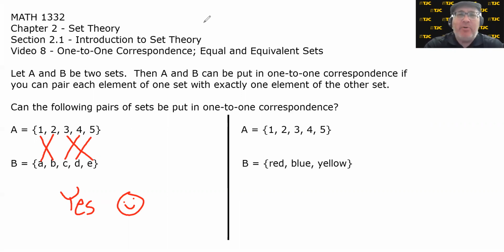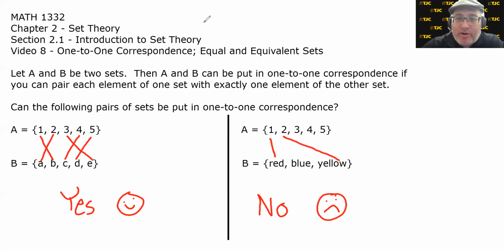Let's look at the second example. Set A still contains the numbers 1, 2, 3, 4, and 5, but set B contains the words red, blue, and yellow. Can you put these in one-to-one correspondence? And it should be pretty obvious that the answer is no. You cannot. If you tried, here's what would happen. Pick somebody to pair with the number 1. Let's say the word red. Now pick somebody from set B to pair with the number 2. We'll say yellow. Why not? Now let's pick somebody to pair with the number 3. Well, the only one left is blue.